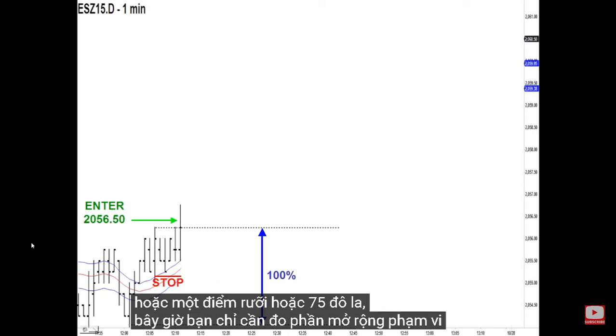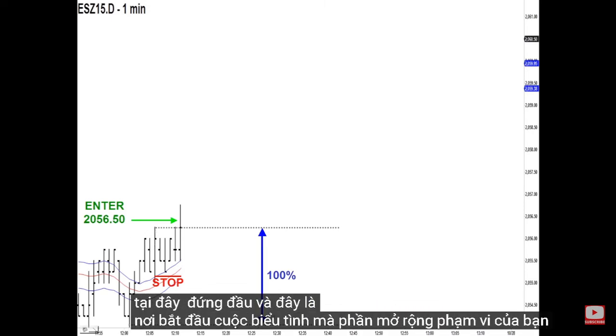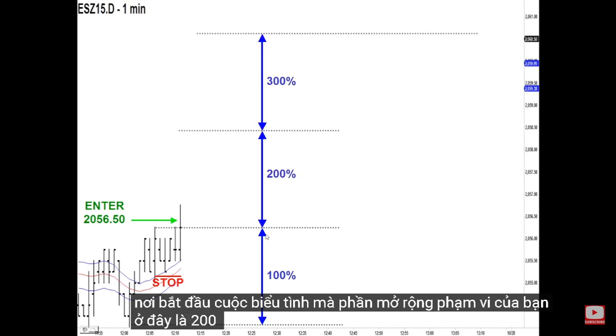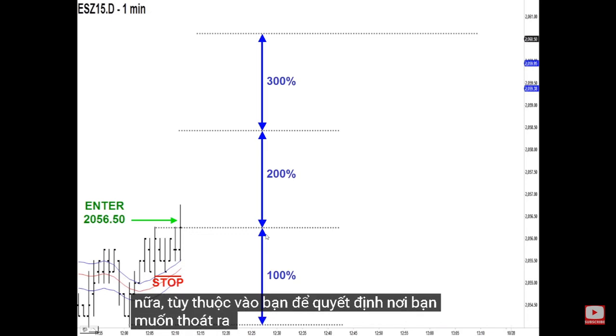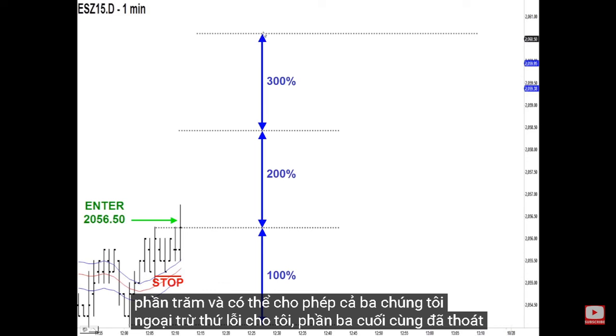Now you simply measure the range extension. Here was the top, and here's where the rally started. That's your range extension. Here's 200 and 300. Once again, it's up to you to decide where you want to get out. If you're trading maybe 3 contracts, maybe you'd want to sell 2 at the 200% and let the last third exit right here.